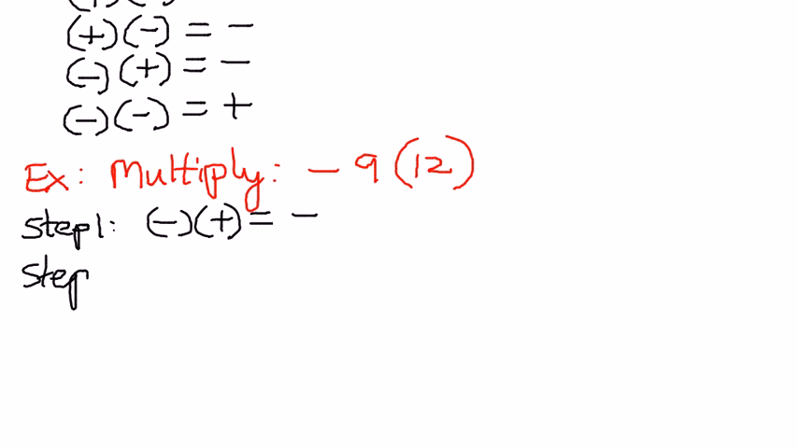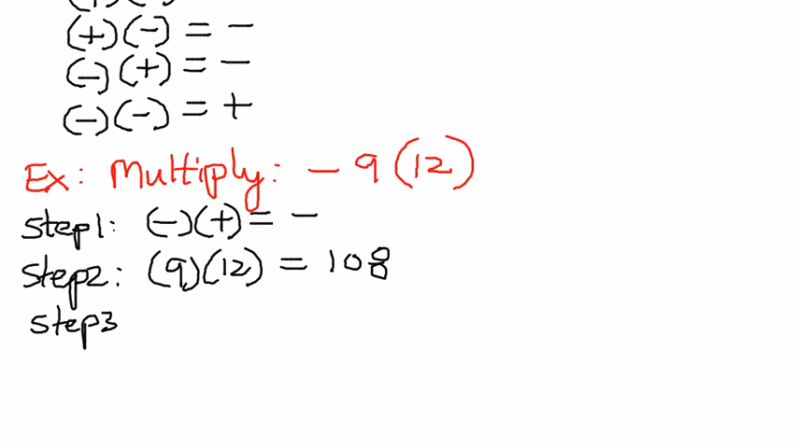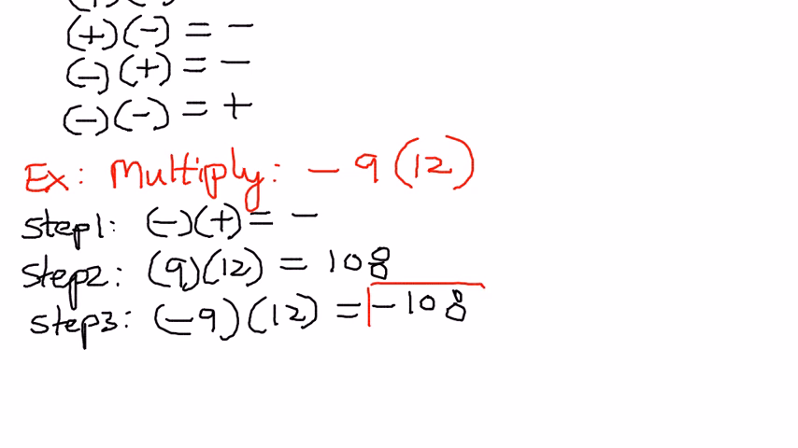Step number 2, we multiply the numbers. 9 times 12 is going to be equal to 108. And then step number 3, put everything together. We put the sign and the numbers together, and therefore negative 9 times positive 12 is going to be equal to negative 108, and that is our answer. That's where we want to leave it.